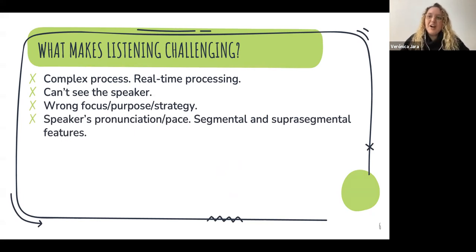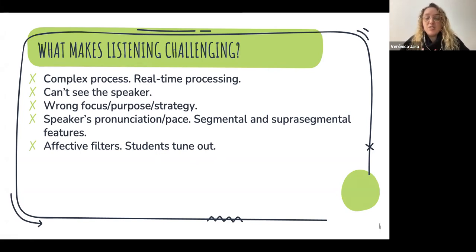Another challenge is the speaker's pronunciation or pace, the segmental and suprasegmental features. When we think of segmental features, we think of individual sounds, right? And the suprasegmental features are stress, intonation, rhythm, connected speech, right? So all those things, of course, play a big part in the challenge that listening poses to students.